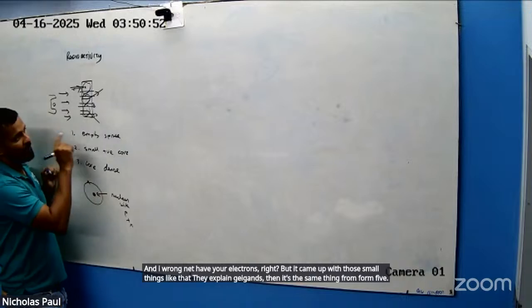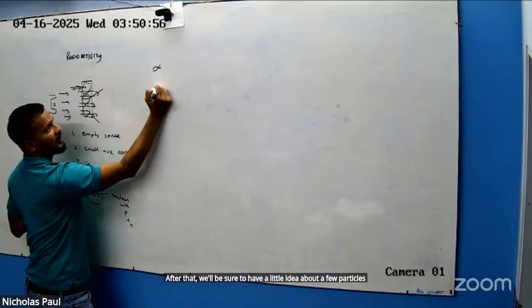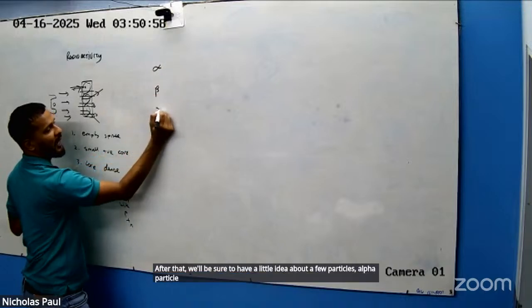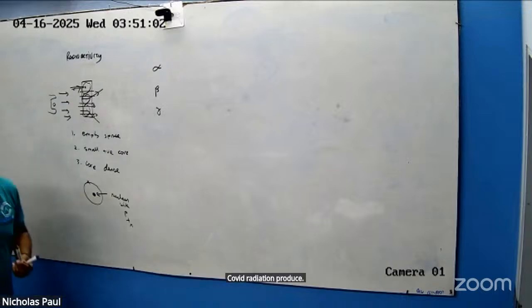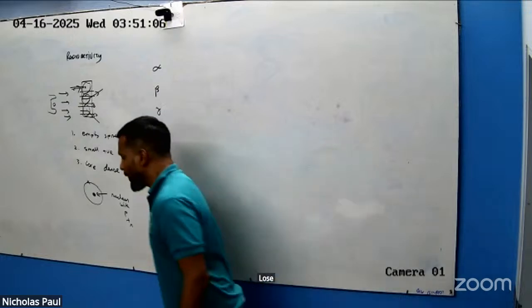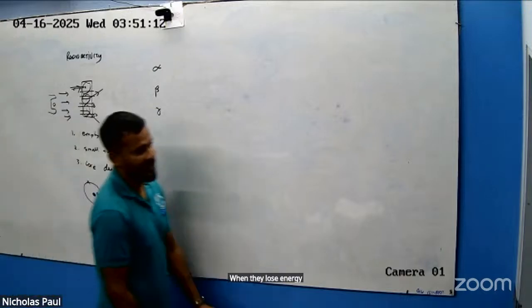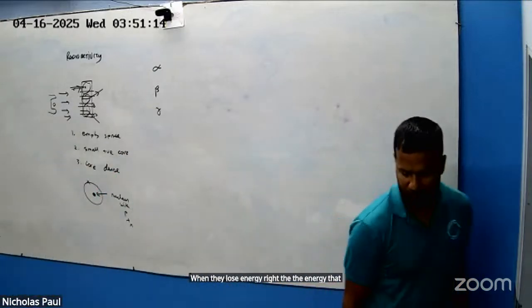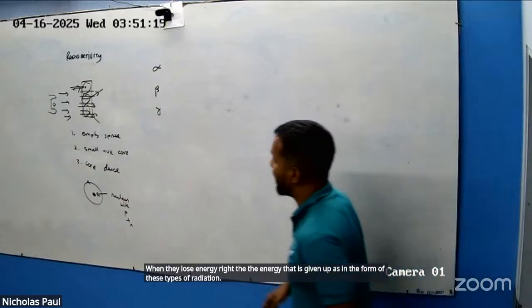After that, we should have a little idea about a few particles: the alpha particle, the beta particle, and the gamma particle. How is radiation produced? That is when excited particles lose energy. And when they lose energy, the energy that is given off is in the form of these types of radiation, alpha, beta, and gamma.